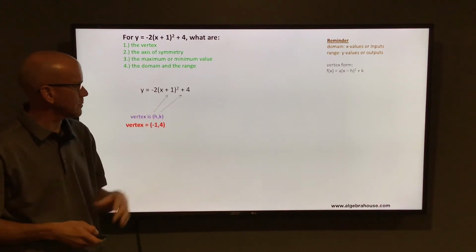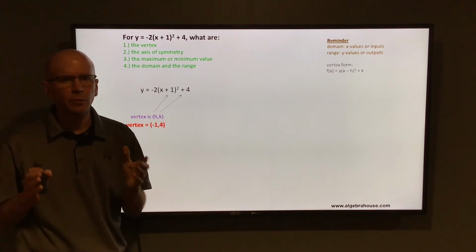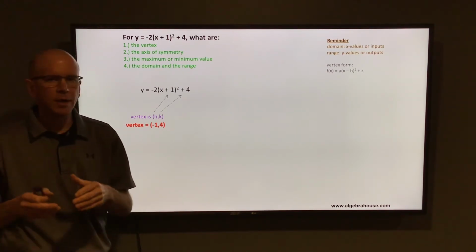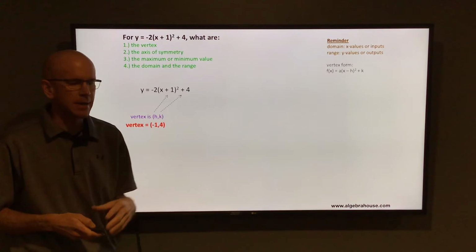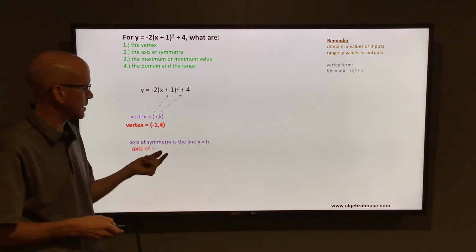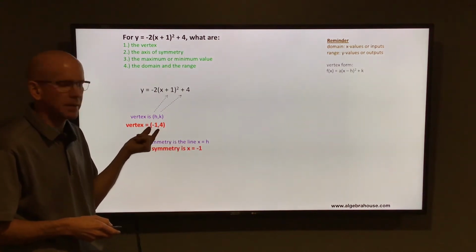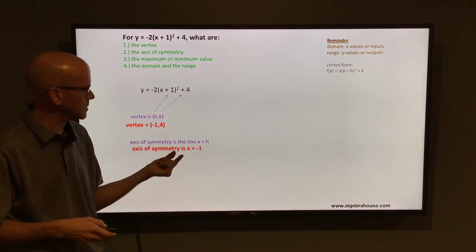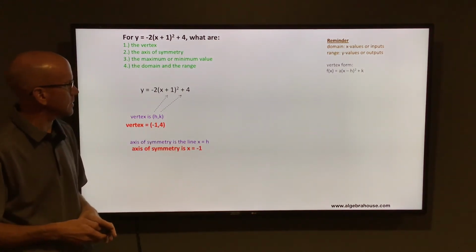The axis of symmetry, that's just the vertical line that goes directly through the vertex. A vertical line will start off as x equals, and then it's the x coordinate of the vertex. So that's pretty easy to do. Once you know the vertex, the axis of symmetry is just x equals, and then it's the x coordinate of the vertex. So x equals negative 1 is the axis of symmetry.